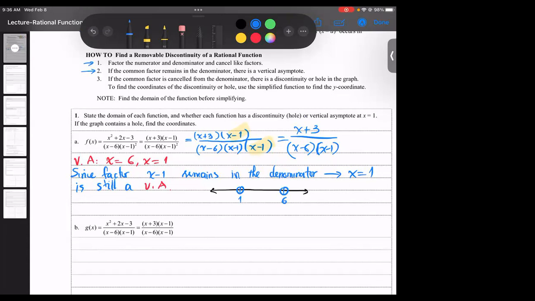So in interval notation, your answer will be what? From negative infinity up to 1, right? And then union from 1 to 6, and then union 6 to infinity. It's helpful if you are able to put it on a number line. And all you do is just dodge the point that you don't want to be included, right?